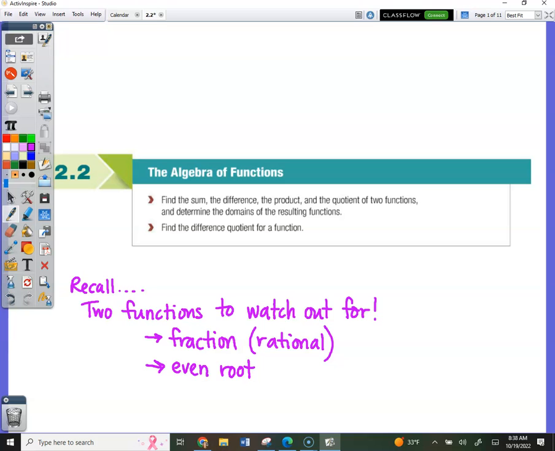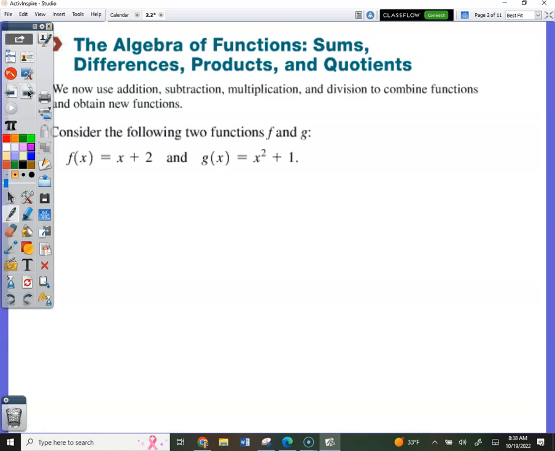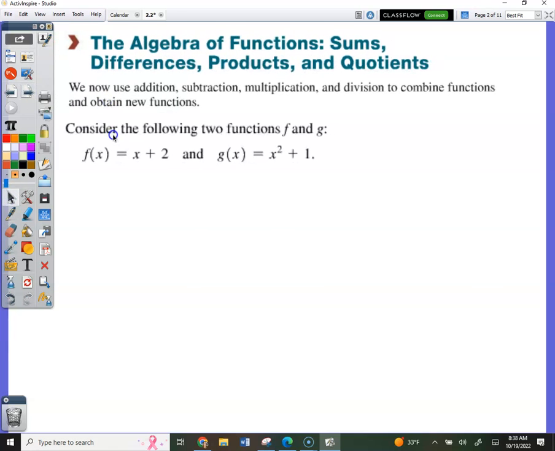Before we do domain, let's go straight to the algebra part. We are looking at the algebra of functions, taking two functions, adding them together, subtracting them, multiplying them, dividing them. That's all it is. The only complication comes in when you add or subtract or multiply or divide. You are now changing the domain.